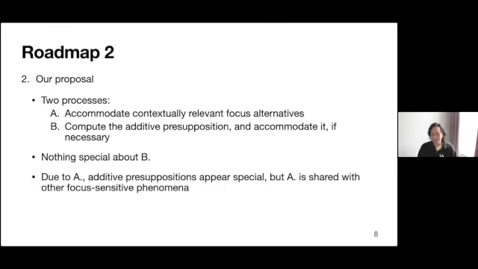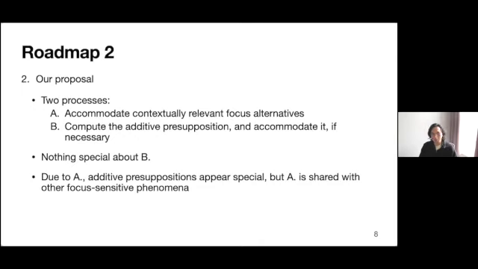So there are actually two things to do here, right? You first identify focus alternatives and then compute an additive presupposition. And that additive presupposition might or might not have to be accommodated. And if you have to accommodate it, you should accommodate it. And what we want to argue is that that's all you have to say to understand Kripke's observation.